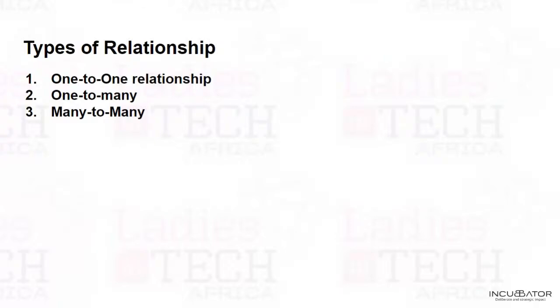Okay, so the next one is one-to-many. If I'm going to explain one-to-many, one-to-many is just like one user. Sorry, one user can belong to. Okay, no, let me put it this way.